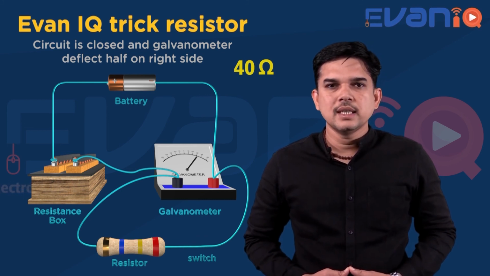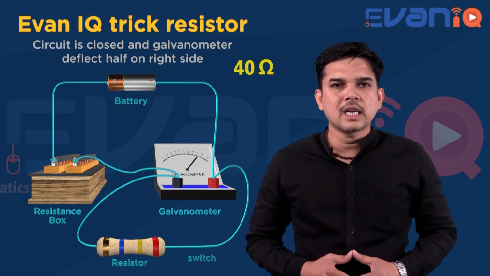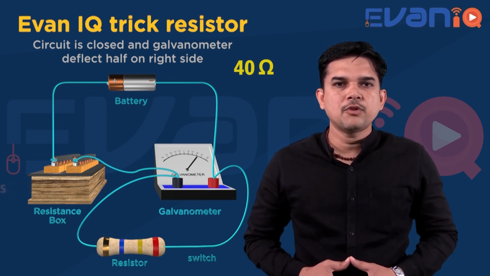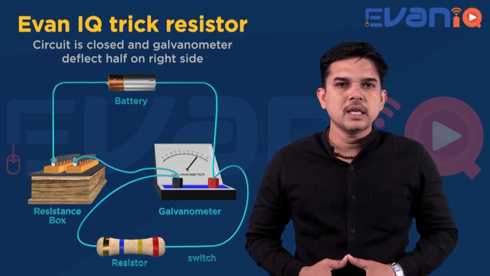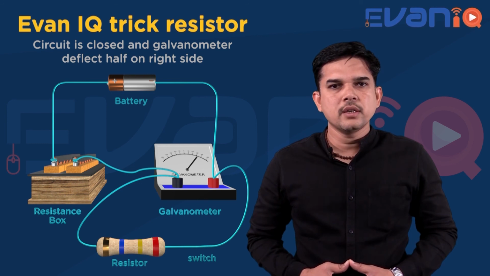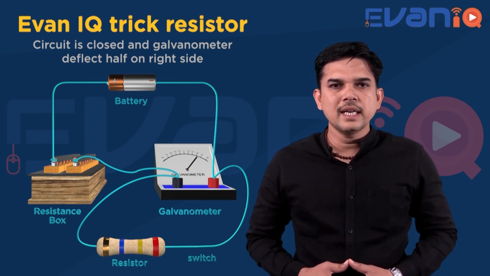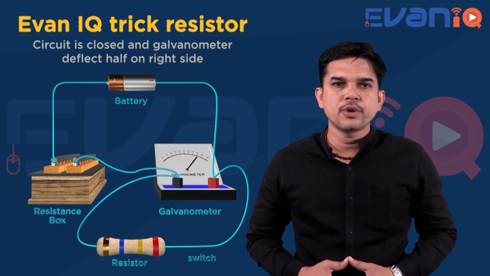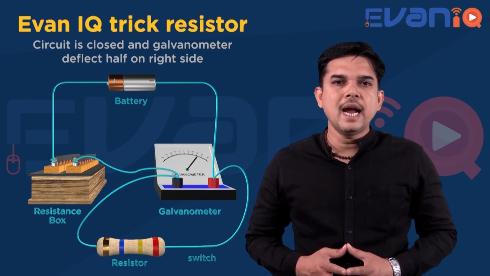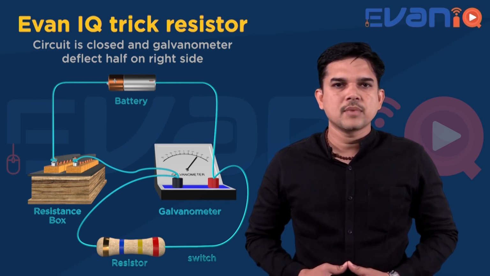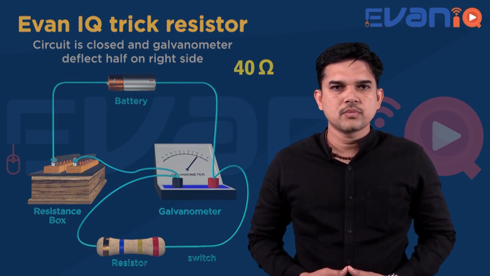As you can see, the 40 ohm resistor is in parallel with the galvanometer, so after pressing the switch, the value of current in the galvanometer will be half. It means an equal amount of current will flow through the galvanometer and the external resistance. And the only case when an equal amount of current flows through the wires is when the resistance of the galvanometer and the external resistance is the same. It means the resistance of the galvanometer is again 40 ohm. It's very simple.